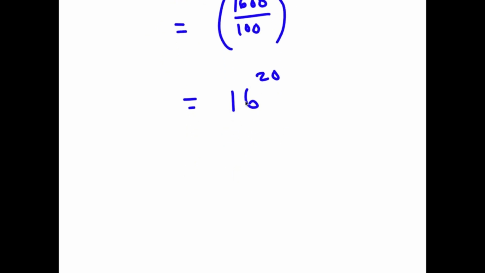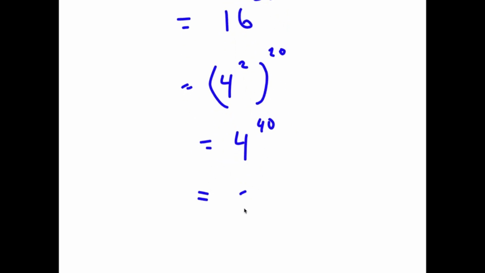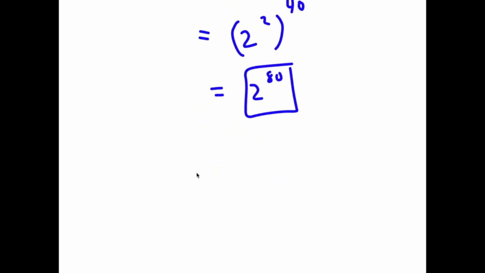And 16, that's the same thing as 4 to the power of 2. So I have 4 to the power of 2 to the power of 20, which is 4 to the power of 40. And now 4, this is the same thing as 2 to the power of 2. So now I have 2 to the power of 2 to the power of 40, which is equal to 2 to the power of 80. Now I actually have a second method of solving this problem.